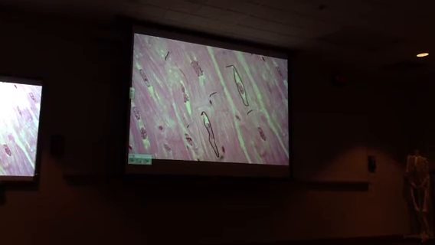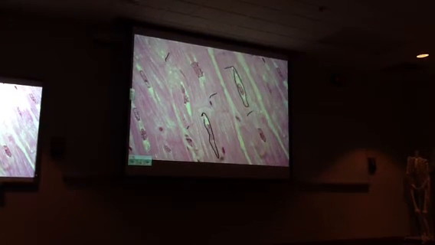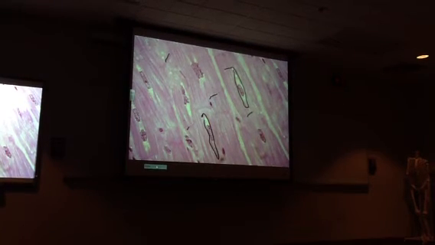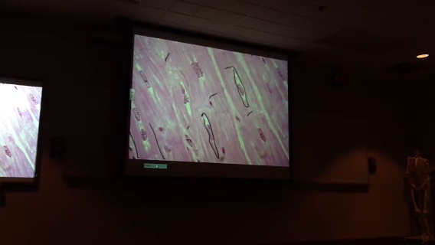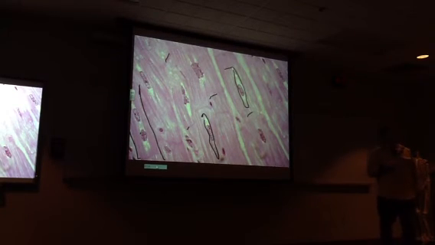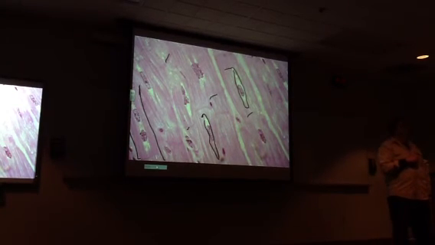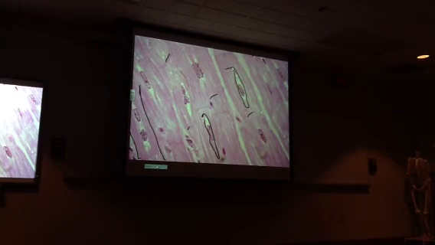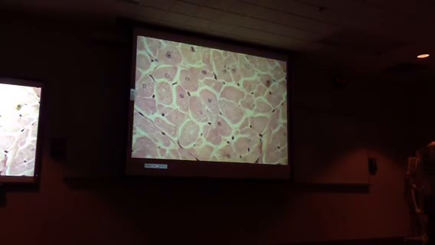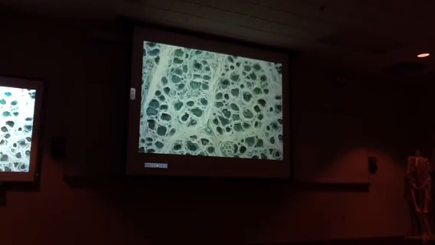This one is also interesting. I don't think I made the point of this one in lecture, but this is one cell down at the bottom of the slide. And the cell has two nuclei. Cardiac muscle cells can be binucleated. Okay? To my knowledge, they're not polyploid, but they can sometimes have two nuclei in them.